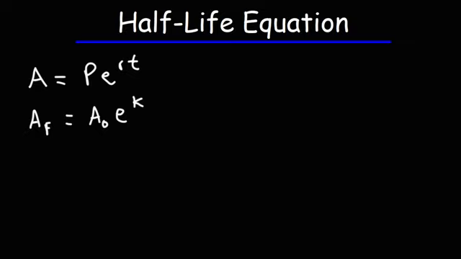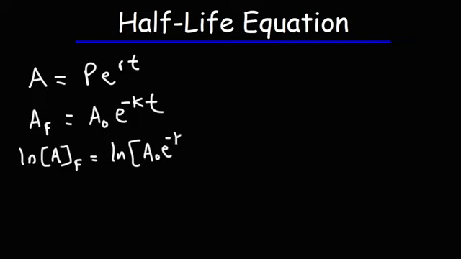Now, when dealing with half-life problems, you're dealing with exponential decay as opposed to exponential growth. So we're going to have a negative sign in front of k since we're dealing with exponential decay. And we can keep t the same. So this is one equation that you want to be familiar with. Now the next thing we're going to do is take the natural log of both sides. So we're going to have ln A final is equal to ln A initial e raised to the negative kt.